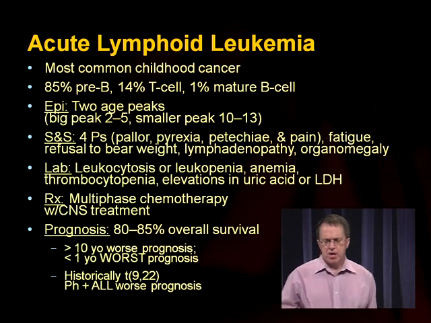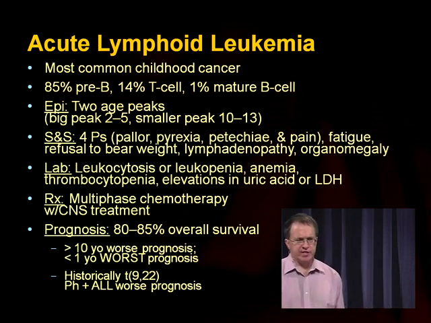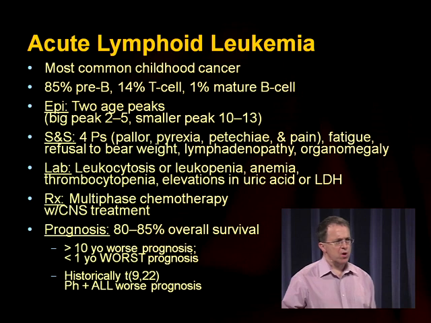Okay. Some more facts about ALL. It is the most common childhood cancer. Most ALL comes from cells that were on their way to grow up to be B lymphocytes, so it's called pre-B ALL. T-cell ALL does happen about 14% of the time. Mature B-cell, kind of the equivalent of a Burkitt's lymphoma, is very rare, occurring only about 1% of the time. Again, we talked about the epidemiology. The big peak is toddlerhood, with a smaller peak as they get older.